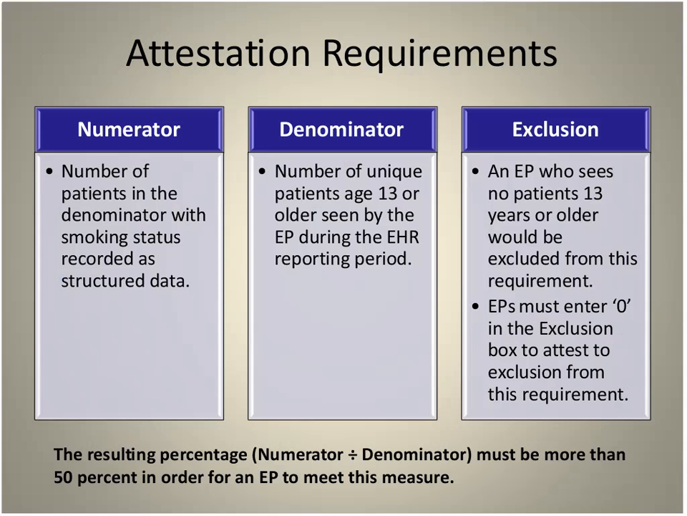How are we going to attest to these? Denominator: the number of unique patients age 13 or older seen by that eligible provider during the reporting period. The numerator is the number of those patients who have something documented as a smoking status. This is one of the few areas where it'll be very easy for the EHRs to come up with the numerator and denominator. It should be relatively easy for the EHR to know that Dr. Jones, during a 90-day period, saw a certain number of unique patients, and how many of those unique patients have some indication from structured data of their smoking status. Those two numbers allow the generation of that percentage. So this is one of the areas where I think it should be relatively easy to come up with the numbers.